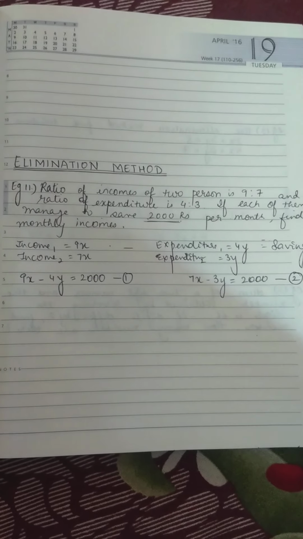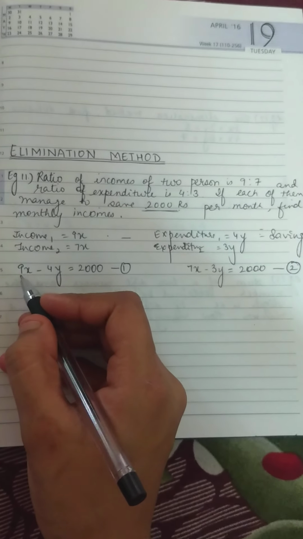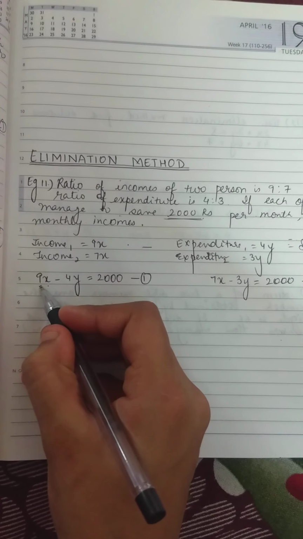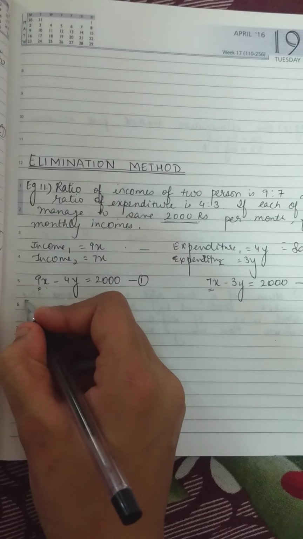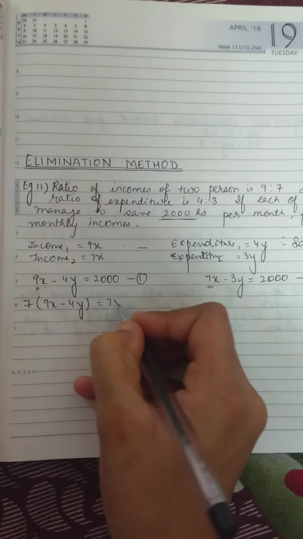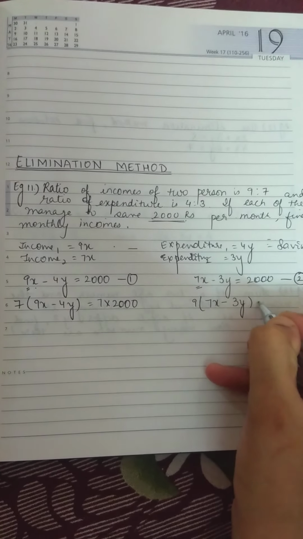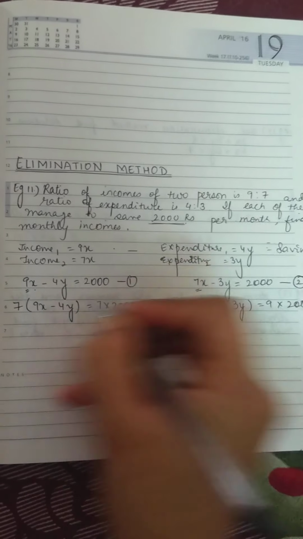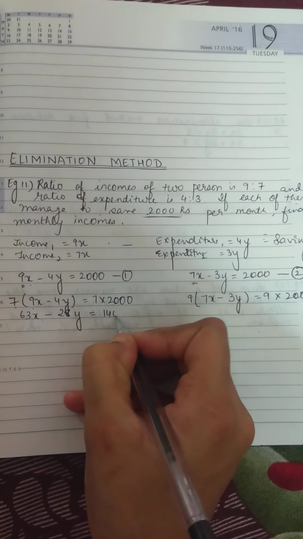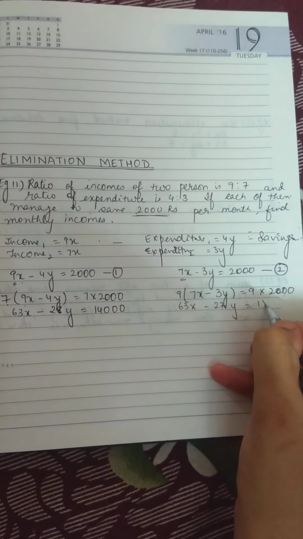So in order to eliminate x or y, we will make their coefficients the same. We'll make the coefficient of x the same. Here it is 9 and here it is 7. So we'll multiply the first complete equation by 7, 7 into 2000, and we'll multiply this complete equation by 9. So it becomes 63x minus 7 4s are 28y is equal to 14,000. Here 9 7s are 63, 9 3s are 27y is equal to 18,000.